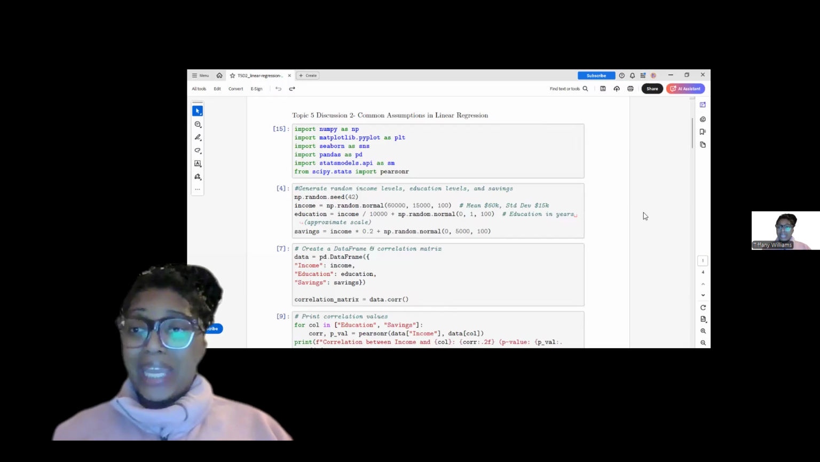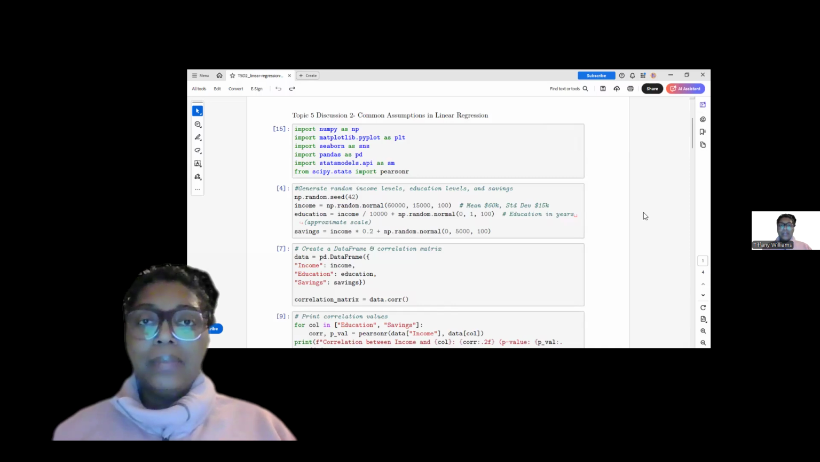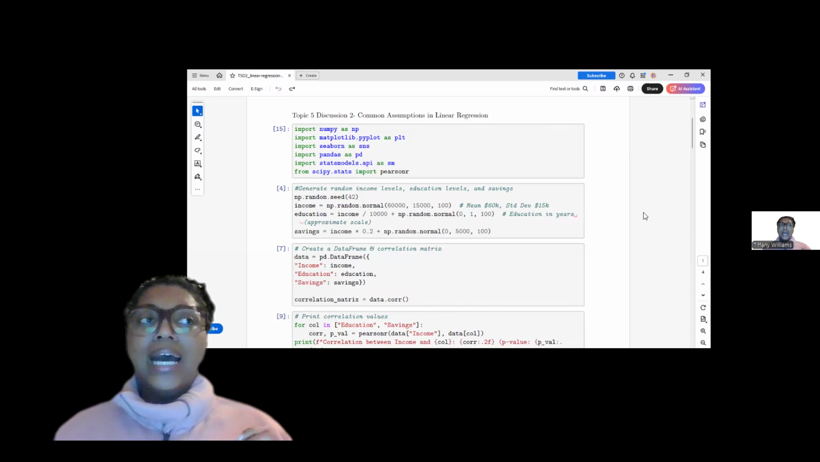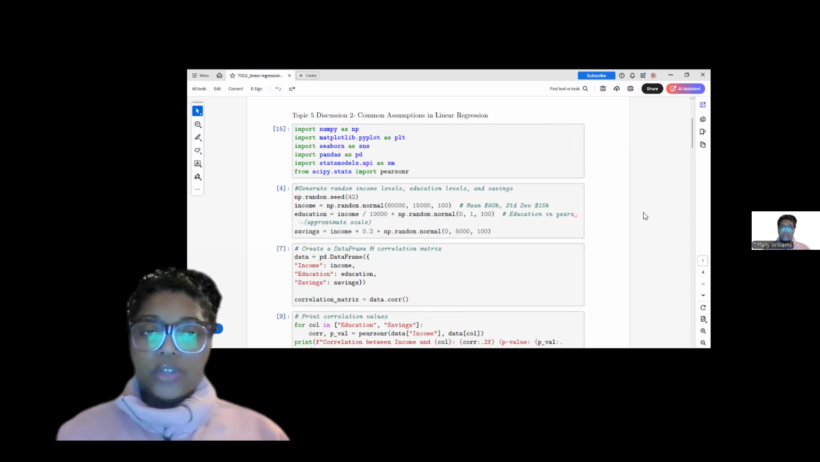Hello, so today we will be discussing some common assumptions in linear regression. A couple that I want to highlight today are autocorrelation and multicollinearity. It's a tongue twister. Autocorrelation is basically the idea that no data point is reliant on the data points that came before or after it. And multicollinearity is basically highly correlated variables.